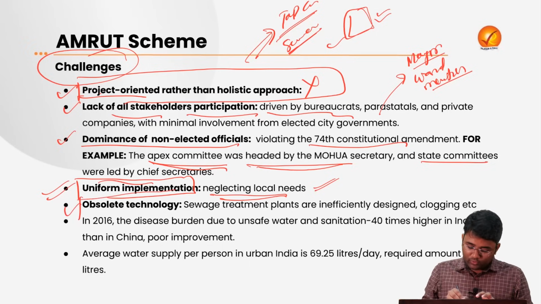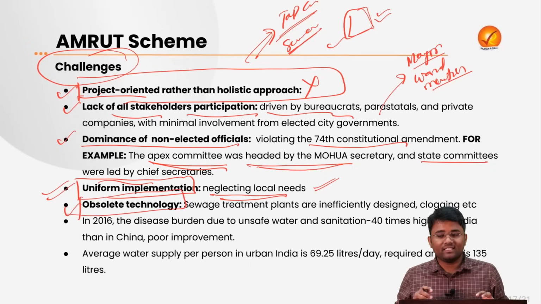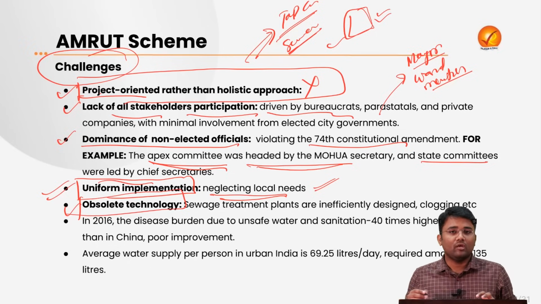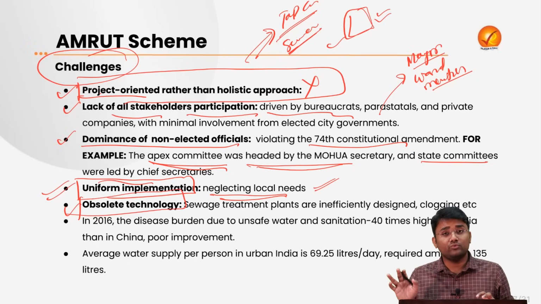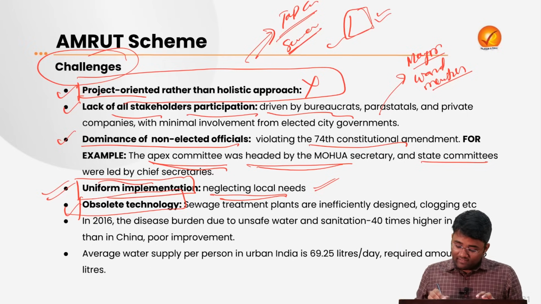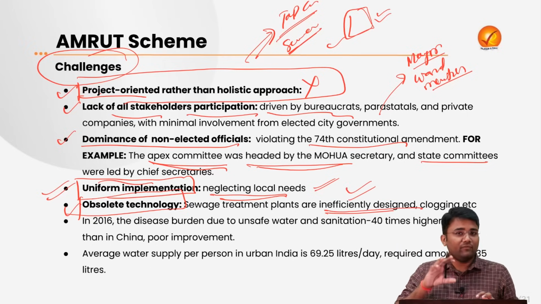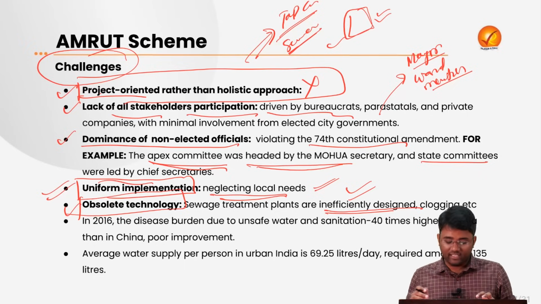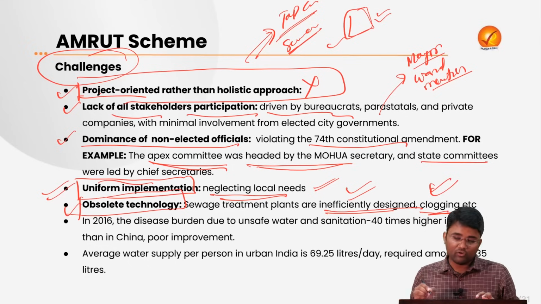Then use of obsolete technology. At present, the scheme has not updated itself. For providing tap water connections or for sewage treatment, they are almost using the same obsolete technology that they were using traditionally, and that is leading to the inefficient design of these sewage treatment plants or the sewage connections, and that leads to clogging of the sewage, etc.